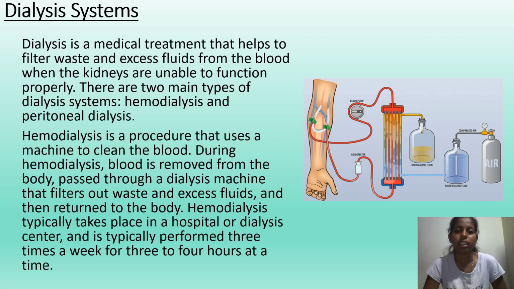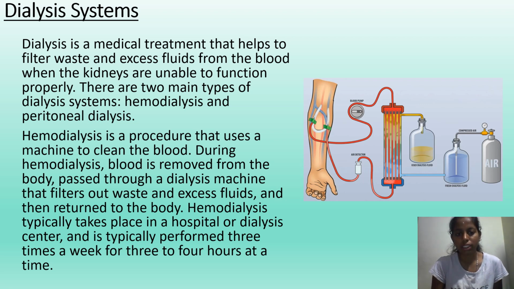Now let's see what treatment can be done for kidney diseases. Firstly, the dialysis system. Dialysis is used if the kidney is not working properly. Let's see what this dialysis system is. Dialysis is a medical treatment that helps to filter waste and excess fluids from the blood when the kidneys are unable to function properly. There are two main types of dialysis system: hemodialysis and peritoneal dialysis.